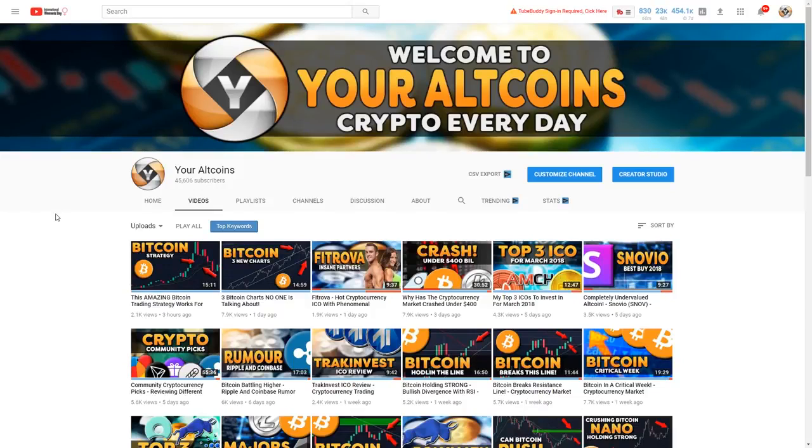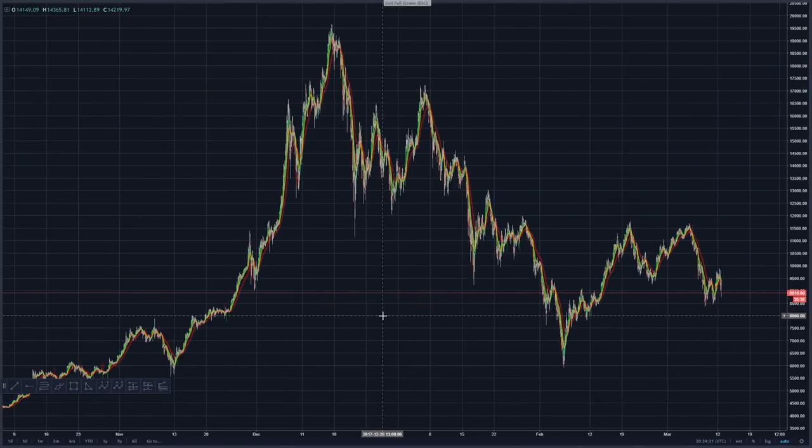Today, we're going to talk about Bitcoin, we're going to talk about its future, and we're going to talk about how it is reaching a critical junction, so important that it's going to affect its entire value moving forward in the short term to medium term. So here we are, looking at Bitcoin on the 1 hour scale.